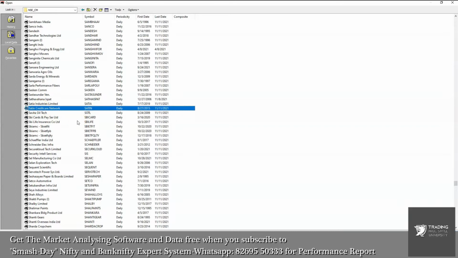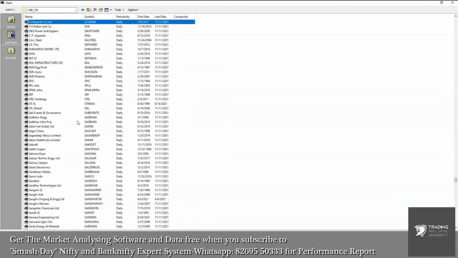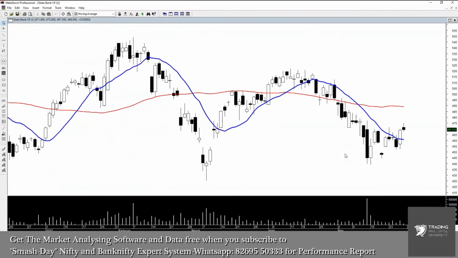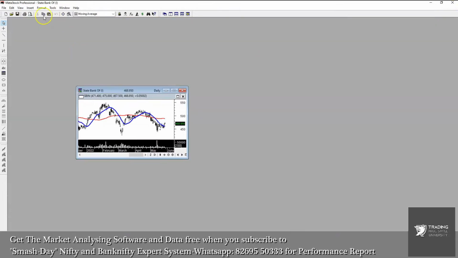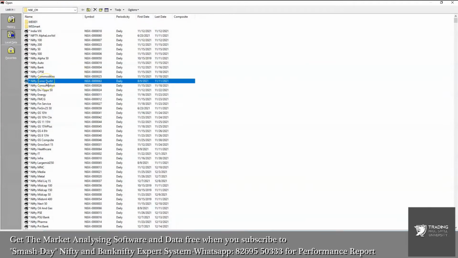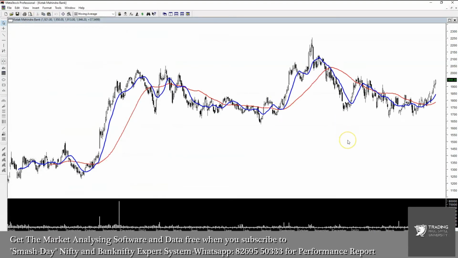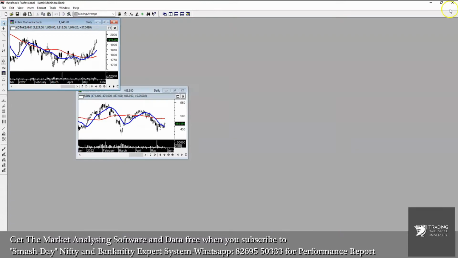So let us open the chart of State Bank. So this is the chart of State Bank along with two moving averages, which is 50 and 13. Let us also open another chart from, suppose, private banking sector, say Kotak Bank. So this is the chart of Kotak Bank. Okay, and let us also open the chart of Bank Nifty.